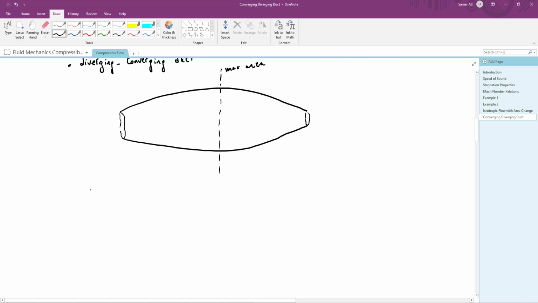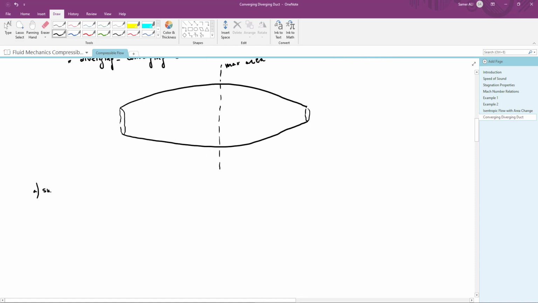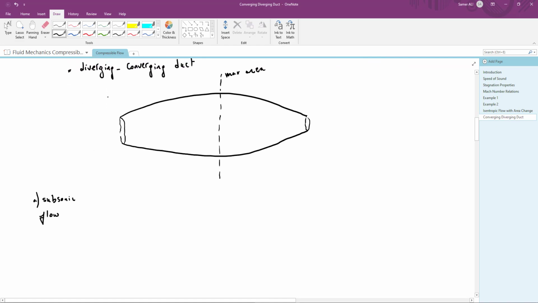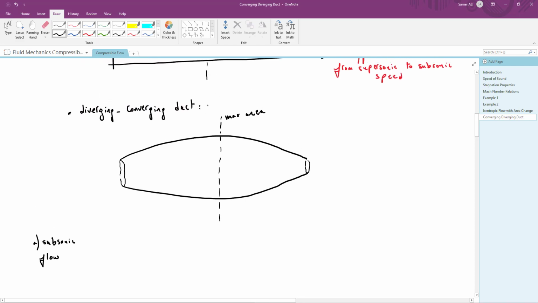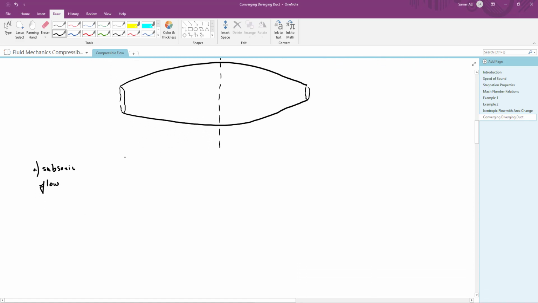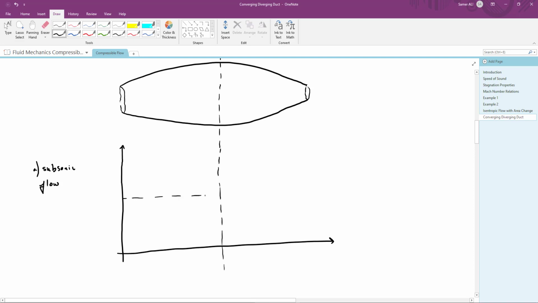And also we will take two cases. In the first case, we'll consider subsonic flow entering this diverging converging duct, and in fact we also call it a bulge. So a bulge corresponds to a diverging converging duct. So for subsonic flow entering this bulge, we will draw the Mach number and the pressure distribution. This is the location where the area is in fact maximum, and this is the reference value for the sonic condition, the Mach number equal to 1.